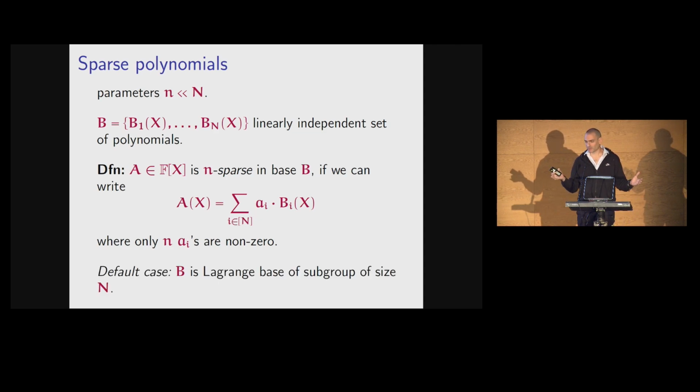And most of the time, but not all of the time, as we're going to see in this talk, this B is going to be just the Lagrange basis of some subgroup, right? So the sparsity corresponds to the polynomial being mostly 0 on some subgroup.